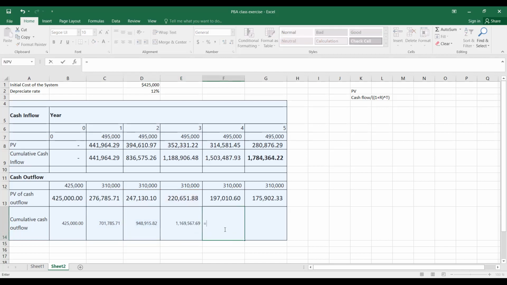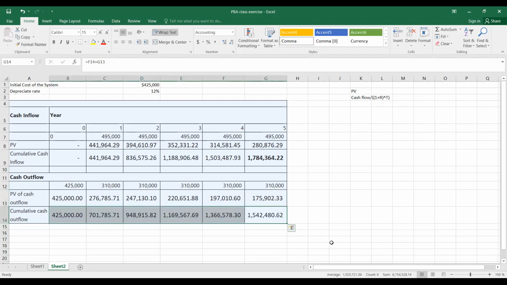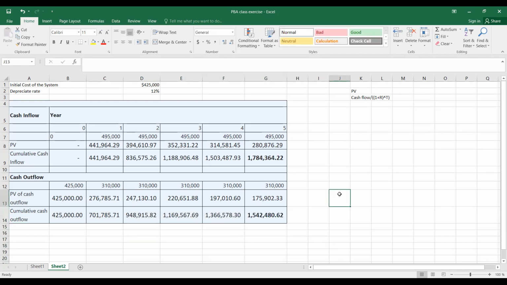Next, for year 4, cumulative cash outflow plus the present value for year 4. And then finally, cumulative cash outflow for year 4 plus the present value for year 5 gives you a total as such. So I will basically do a format painter, so it copies the same format, and these are your values. Are there any questions, any queries from anyone so far?